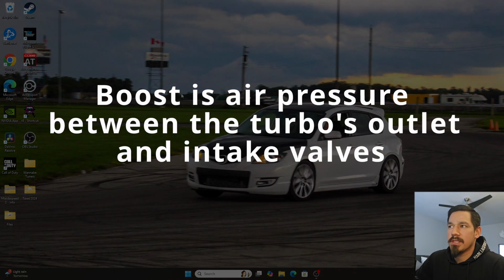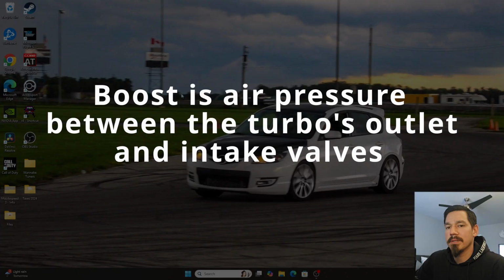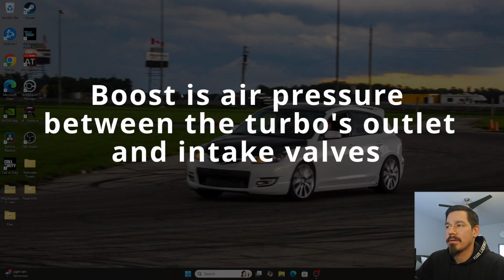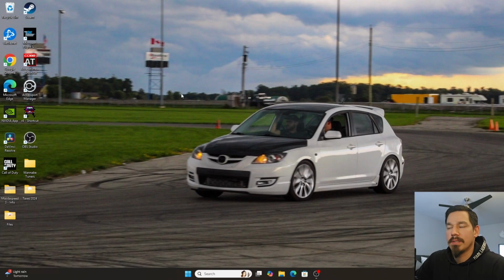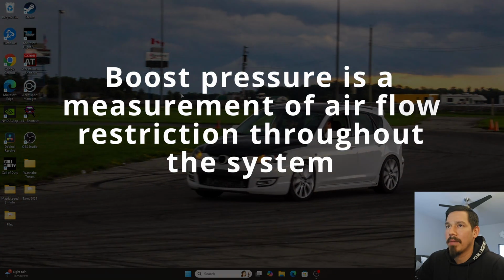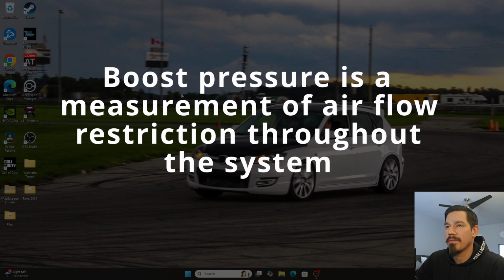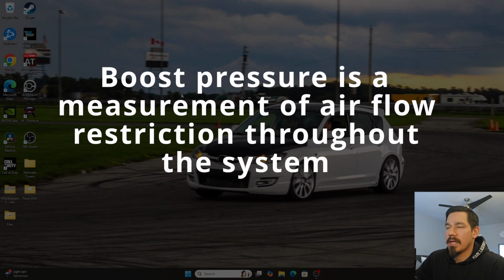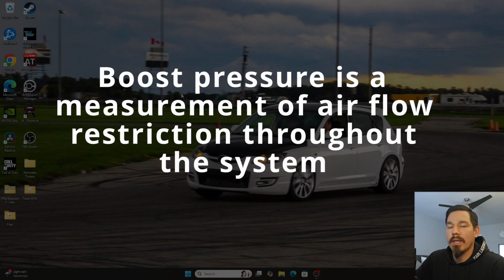Boost pressure is basically a buildup. It's a buildup of air. If the setup doesn't flow very well, you've got restriction throughout the system, your boost pressure is going to increase because now you've got restriction, right? So boost pressure is essentially a measurement of restriction throughout the system. That is actually the super simplest way to look at it, right?